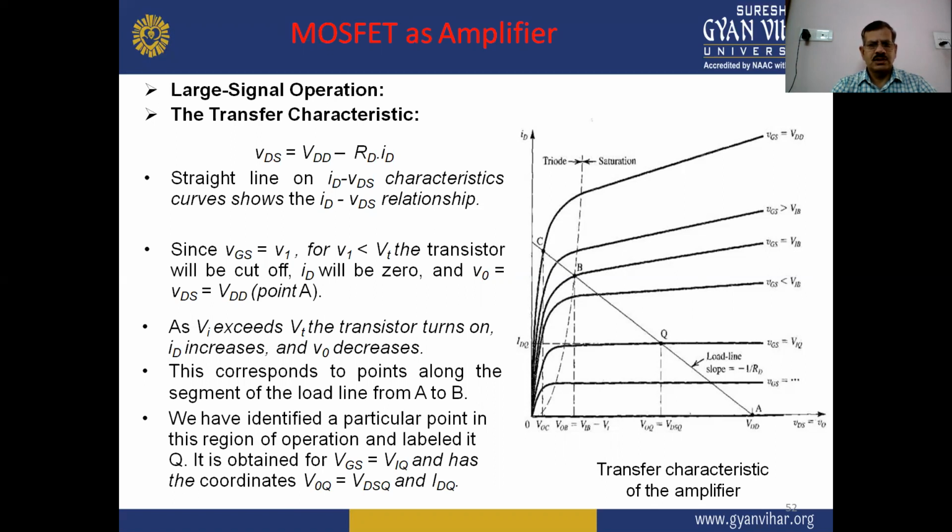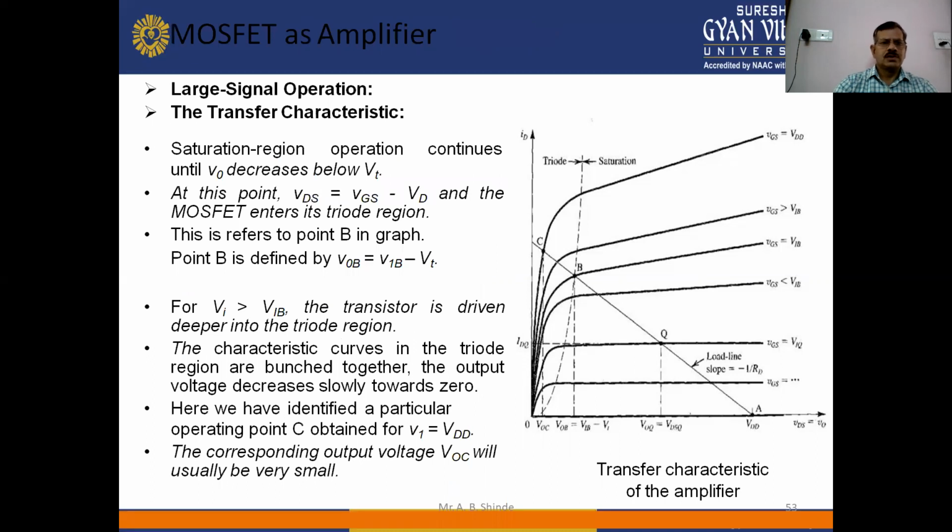In this graph, we have identified a particular point in this region of operation and labeled it by the point Q. It is obtained for VGS equal to ViQ and has the coordinates V0Q equal to VDSQ and IDQ. Saturation region operation continues until V0 decreases below Vt. At this point, VDS equals VGS minus Vt, and the MOSFET enters the triode region. So this is the triode region. Point B is defined by V0B equal to ViB minus Vt.